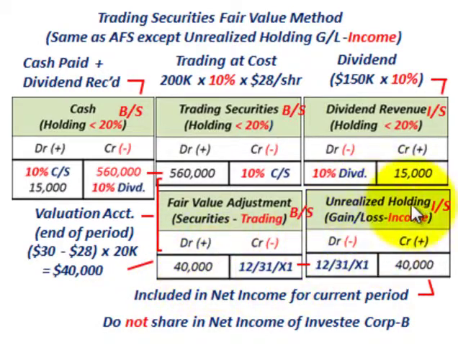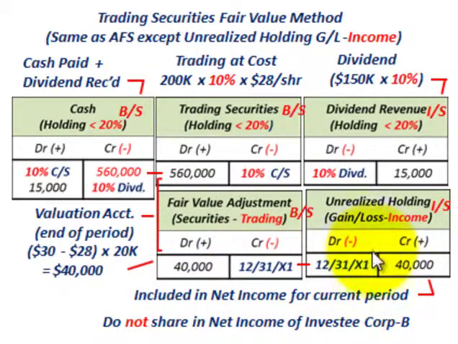That would go to an unrealized holding gain or loss, same as our available for sale, except that it goes to the income statement, gets reported as part of income on our income statement. With the available for sale, this holding gain or loss went to the balance sheet, part of equity. But when you're dealing with your trading securities, the only difference is your unrealized holding gain or loss goes to income. So we'd have credited that for $40,000. And again, that would have been included in our net income for the current period.